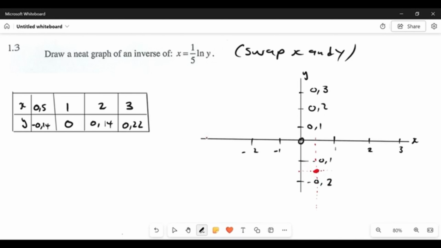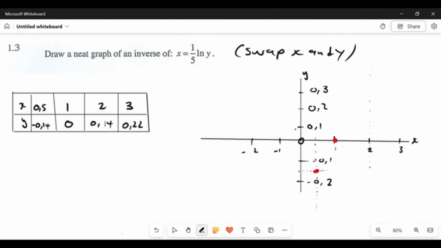Now let's go to point number 2. When x is 1, y is 0. So this point here, it's exactly there because x is 1 there and y is 0 there. All right, so the third point where x is 2, our y is going to be positive 0,14. So if x is 2, we take a ruler again, we draw a vertical line going upwards because we're going to have a positive y. And then our y is going to be 0,14.